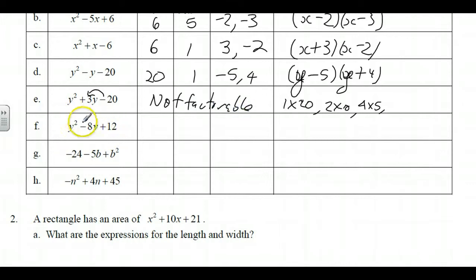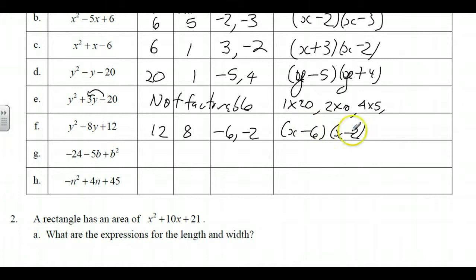Multiply to 12, add to 8. When that's positive, they add to 8. They're both negative. So multiply to 12, add to 8: negative 6, negative 2. 30 seconds. Oh my God, 30 seconds. Well, they're just going to go on.